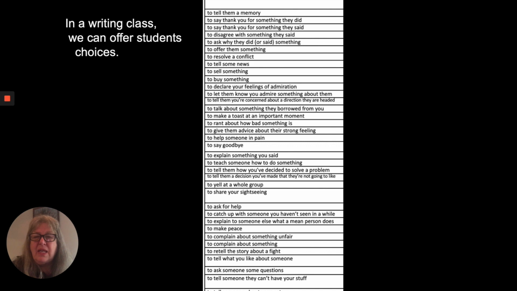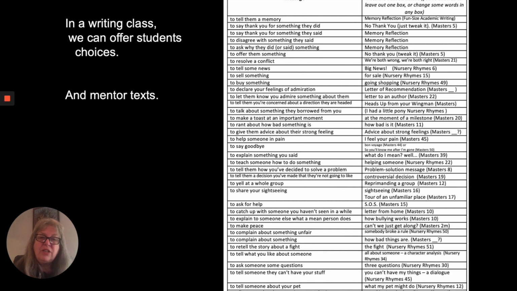In a writing class, we can offer students choices. Think about how many different situations there are. Here's a list of different moments that require students to send a message to someone else, to tell them something, to tell news, to buy something, to make a toast at a moment, to rant about how bad something is, to explain something, to make peace, to complain about something unfair, to tell what you liked about someone. And each one of those has a text structure already out there that we could find in those two sources: text structures from the masters, text structures from nursery rhymes, or any other source in the world.